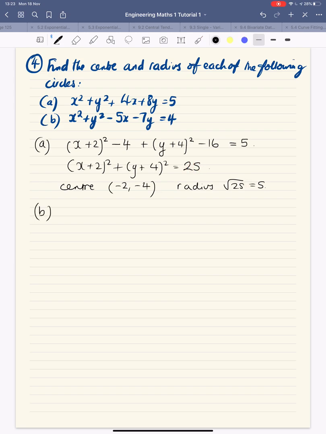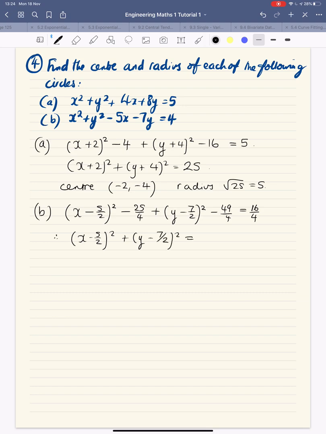So B is x minus 5 over 2 squared minus 25 over 4 plus y minus 7 over 2 squared minus 49 over 4. So I'll explain where that comes from. The x's, it's minus 5x, so it's minus 5 halved. And this 25 over 4 is 5 squared and 2 squared. It's always take away there. The y there is 7, so it's y minus 7 over 2 squared minus 49 over 4. And that equals 4 over there, but because these are in quarters, I'm going to write that as 16 over 4. So therefore x minus 5 over 2 squared plus y minus 7 over 2 squared equals 25 plus 49 plus 16 all over 4.